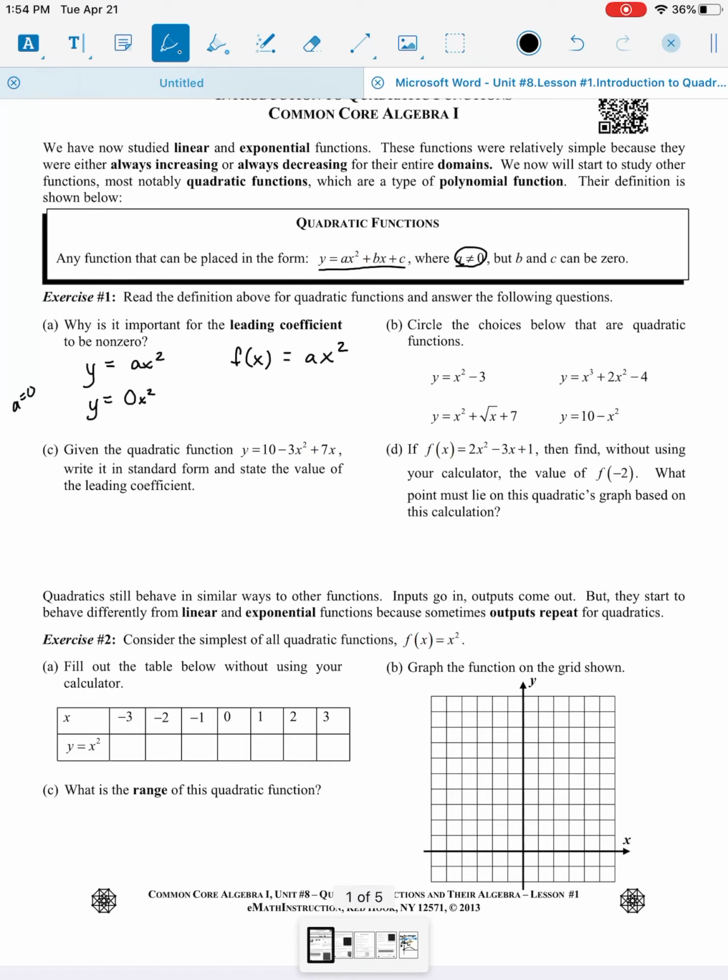Now 0 times anything is 0. That would leave us with y equals 0. And we could do the very same thing for our function notation, where f of x equals 0 x squared, and again 0 times x squared is 0, leaving us with f of x equals 0. Now, if you recall back to linear functions, y equals 0 or f of x equals 0, if you were to plug that into your calculator, you'd be left with a straight line, an actual linear function.